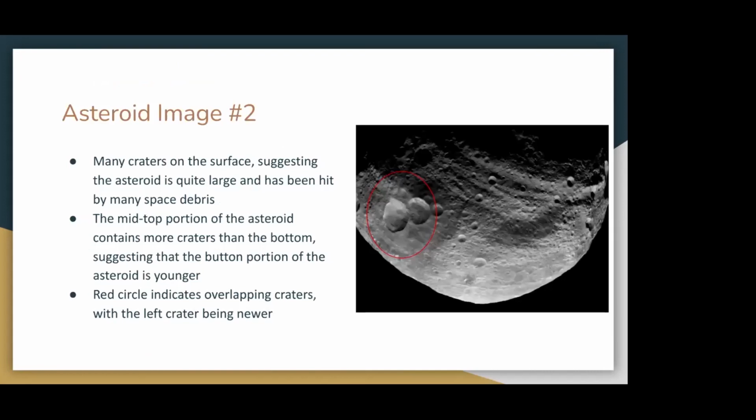Okay. Many craters on the surface suggest the asteroid is quite large and has been hit by a lot of space debris. The mid-top portion of the asteroid contains more craters than the bottom, suggesting that the bottom portion is actually younger. And the red circles indicate overlapping craters, with the left crater being newer than the right crater.